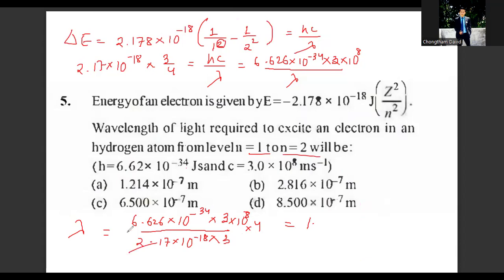You can cancel this approximately by 3. 3.3 into 3 into 4. 4 3 is 12. So approximately 1.212. So simplify this, 10 to the power minus. So how much it will become? 34 and 18. It is approximately 16. And then it further reduces, if you add again 8, subtract it, it is further reduced to 8. And now you have to multiply with this. You have approximately 1.2 into 10 to the power minus 7 meter. So where do you find this? The closest answer we find in option A. So 5 corresponds to option A. This is the answer to question number 5.